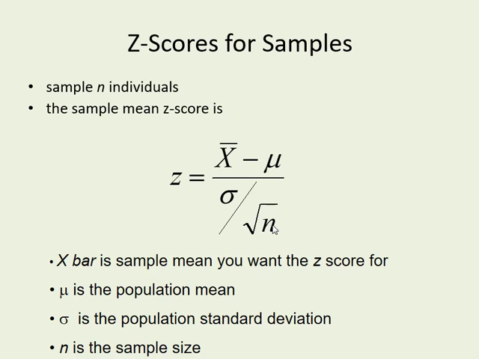This altogether, the standard deviation of the sample means, is known as the standard error. So this formula can let you work out the z-score for any sample, and we'll have plenty of examples of this in the workshop.